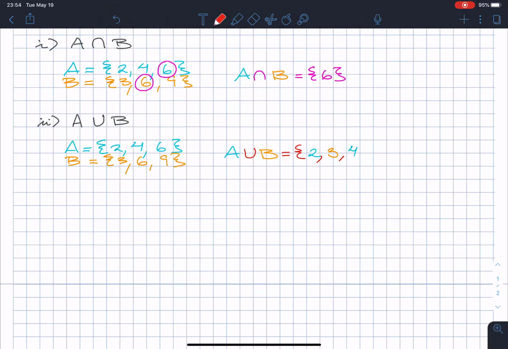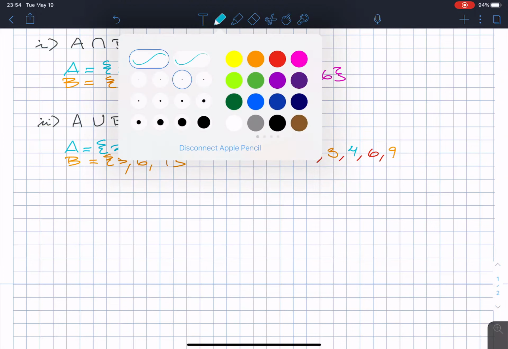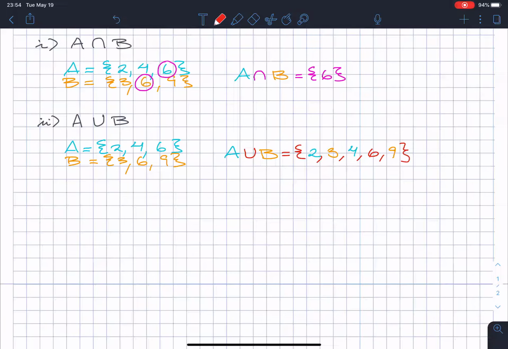We have 6 that is actually in both, right? Either in A or in B or in both. And then finally we have 9, which is in either A or B, namely in this case B. So this is the set of all elements that are either in A or in B. That is, we're putting everything into one big pot for the union, or A or B. Okay, so notice I only counted 6 once because we don't need to count the number 6 twice.